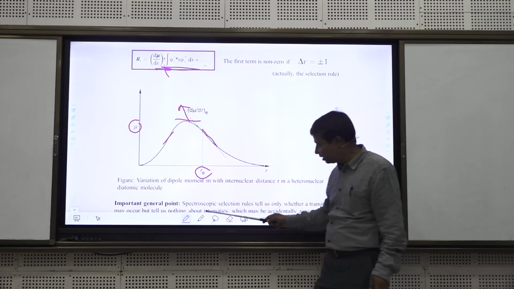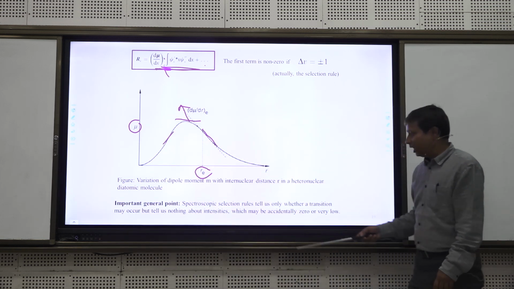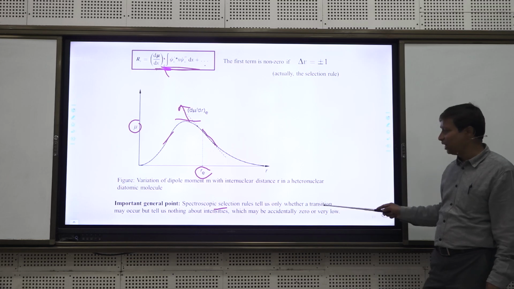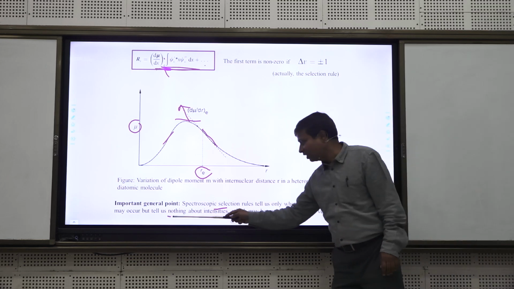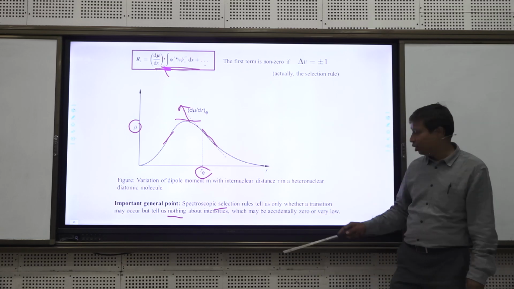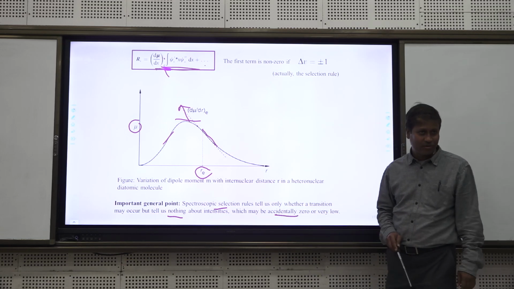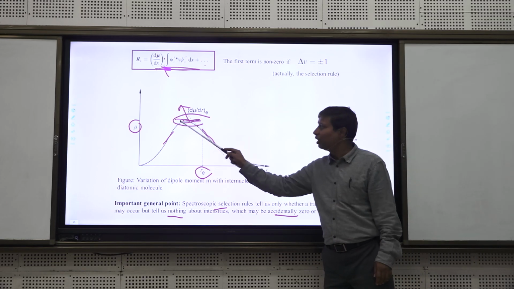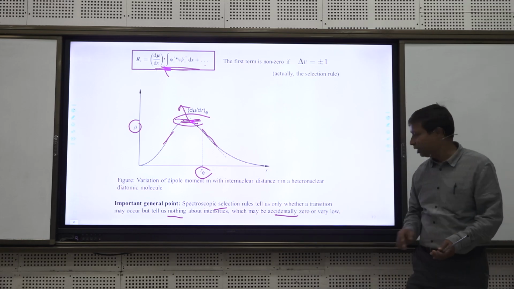So that's why this line says that spectroscopic selection rules tell us only whether a transition may occur, but tell us nothing about intensity, which may accidentally be 0 or very low. So this is a kind of accident. On the top, the slope is 0, and so you have a very negligible intensity.